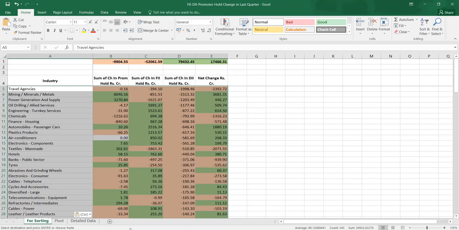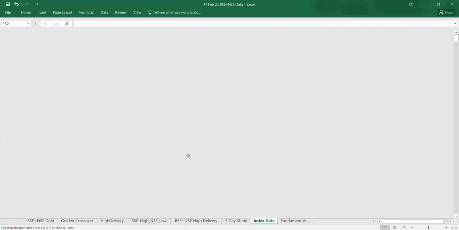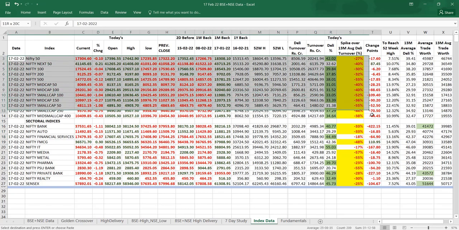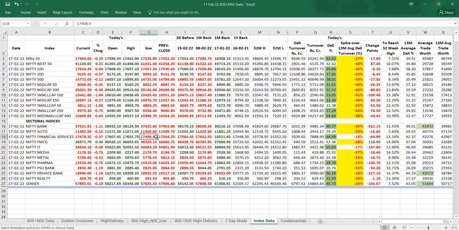Okay, apart from that subject, I just wanted to communicate what the next worksheet is. We have talked about fundamentals and BSE plus NSE data. Today I want to share what I share in the index data. This is data of 24 indices. It shows the current, meaning latest closing, then the change, open, high, low, previous close, what the index closing was 2 days before, then 1 week back, 1 month back, and 1 year back. The 52-week high and low are also mentioned.